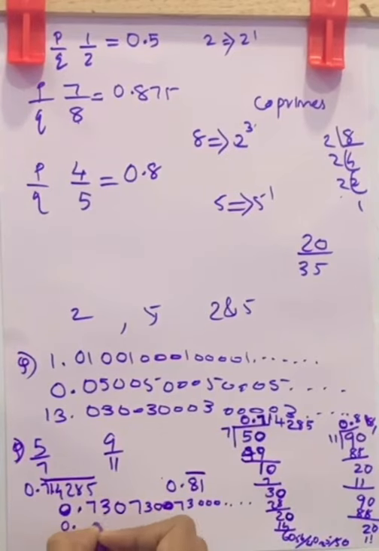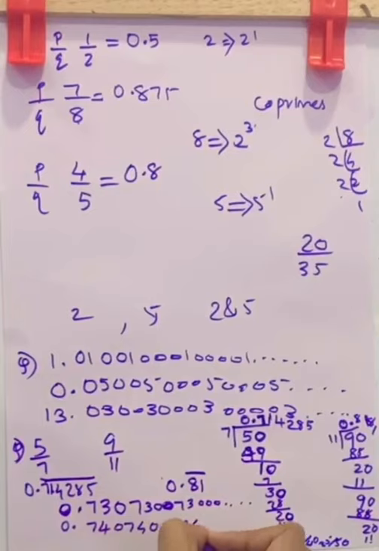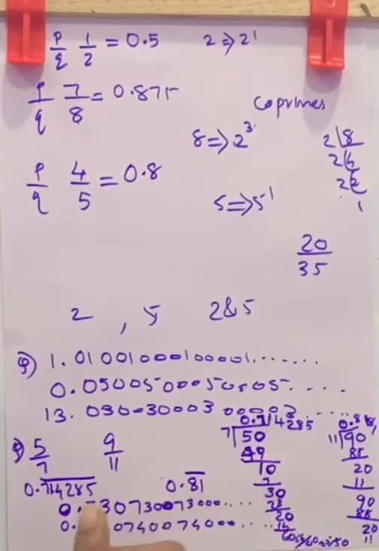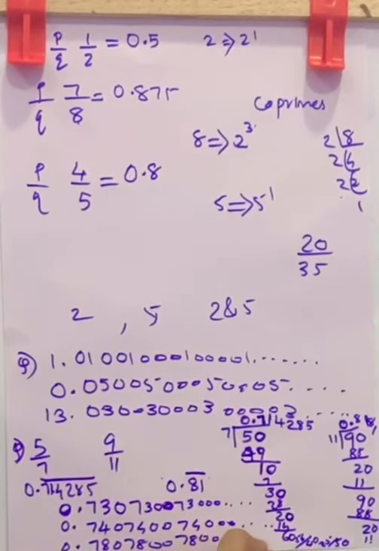Now 0.740, 7400, 740. You can write any number like this, okay? Between 71 and 81, okay? 0.780, 7800, 78000. It is only asked 3 numbers to write. So here are the 3 numbers.